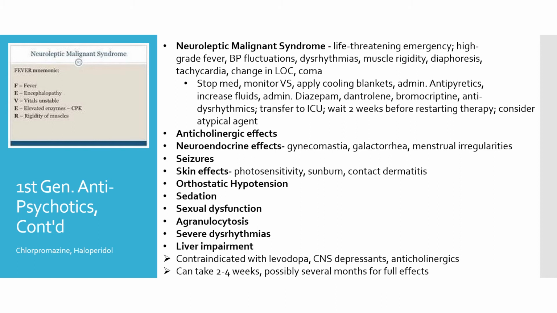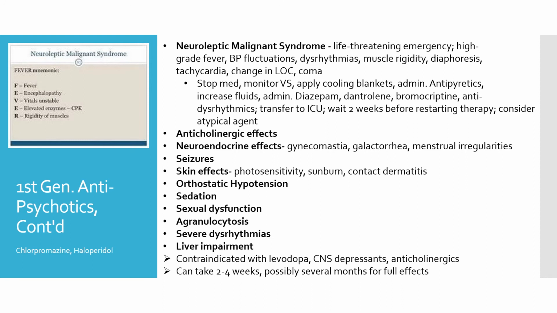If these occur, we're going to stop the medication, monitor their vital signs, of course, apply cooling blankets because of their high fever, just as with serotonin syndrome, administer antipyretics, increase their fluids, administer diazepam, dantrolene, bromocriptine, antidysrhythmics, transfer them to ICU, and wait 2 weeks. Here's the difference. Wait 2 weeks before restarting therapy, or consider an atypical agent. So be familiar with neuroleptic malignant syndrome.